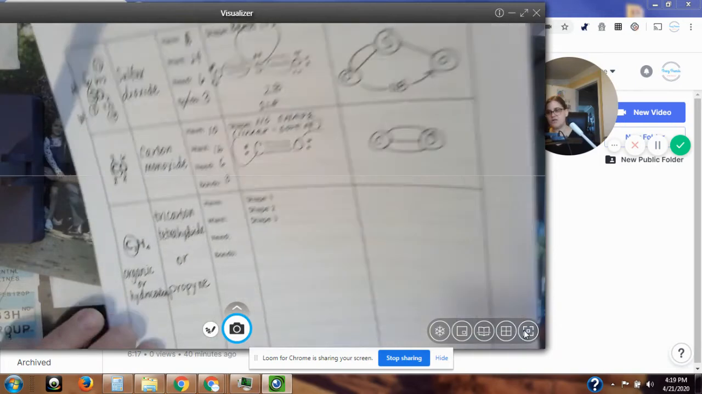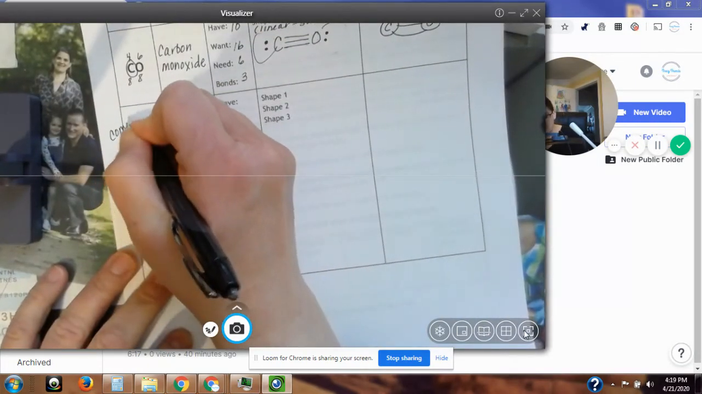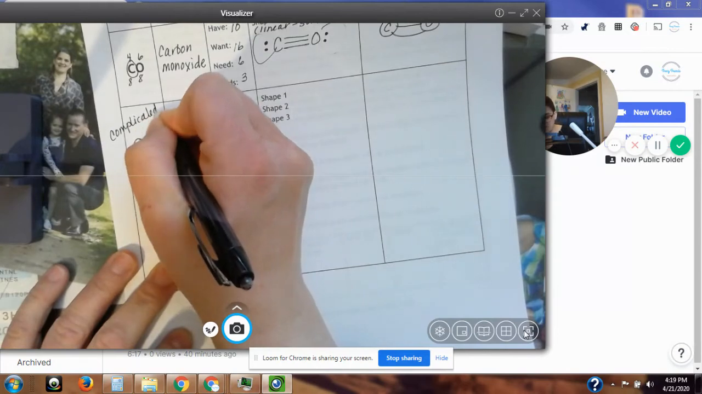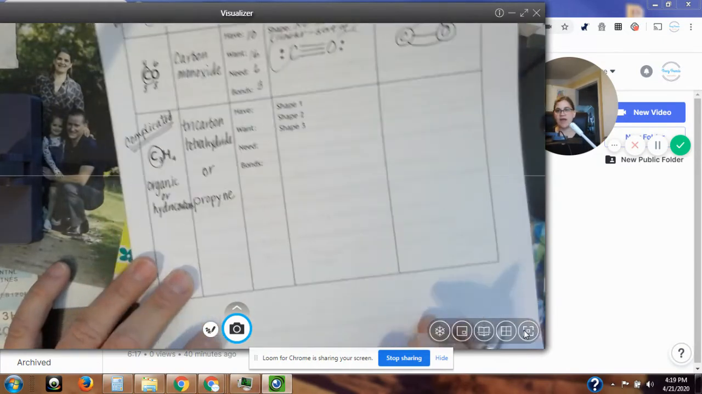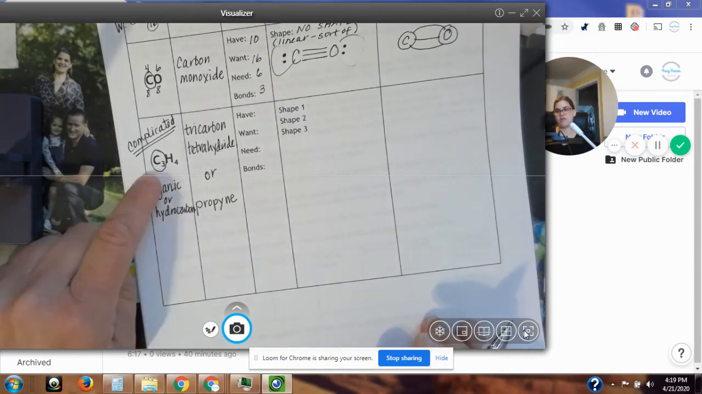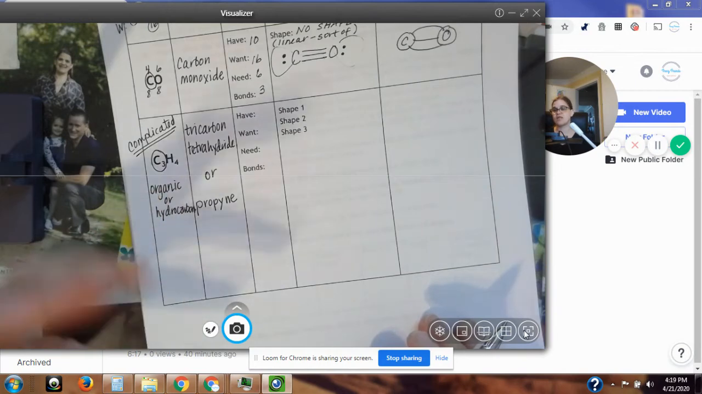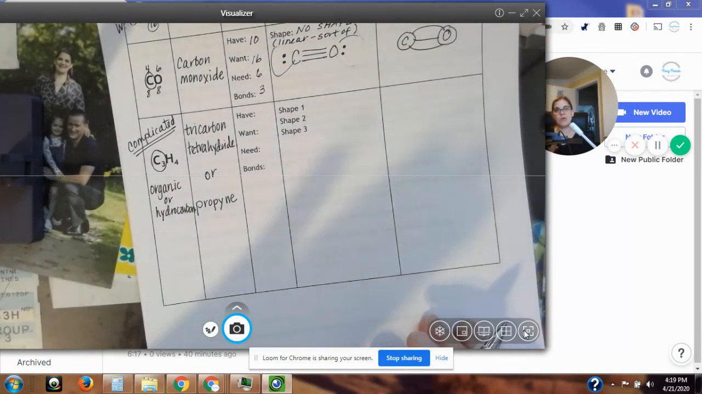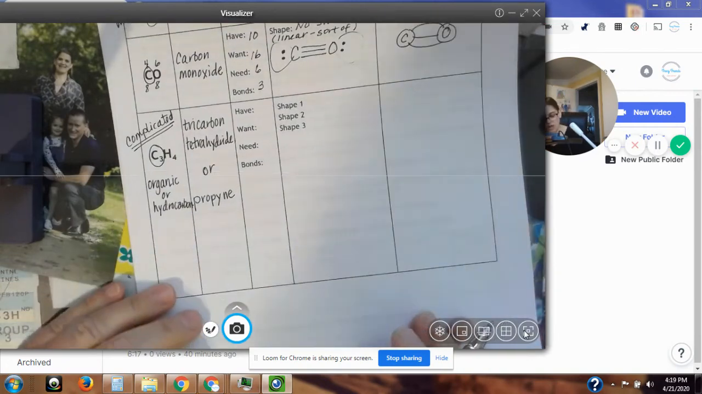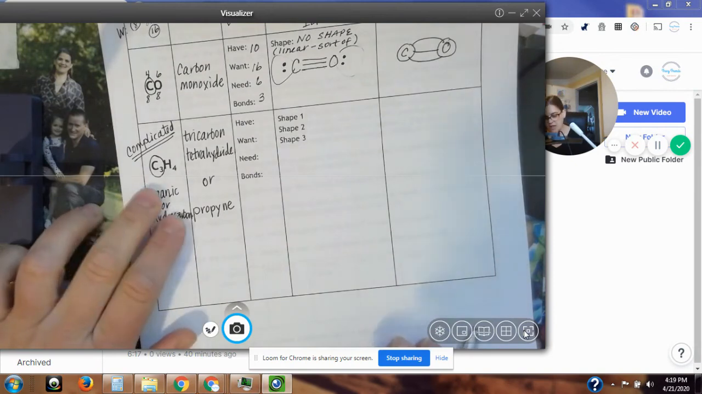Okay, final one. Now I'm going to tell you that this one is a complicated one. I picked one that was more complicated than you will have on your lab. However, you are going to have an organic or hydrocarbon on there with more than one carbon. And so I picked one with 3. I think in your problems, you actually have ones that have 2 carbons in them. So let's go ahead and just do this one. I think you're going to be okay with it.